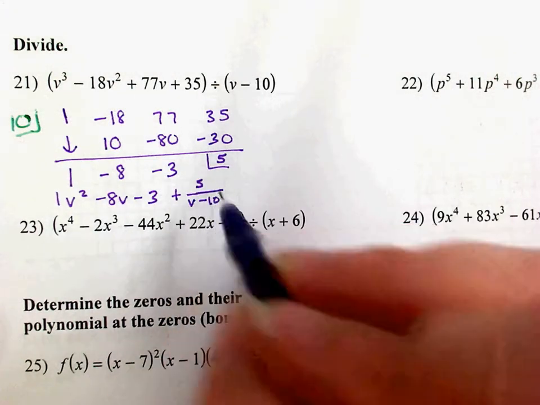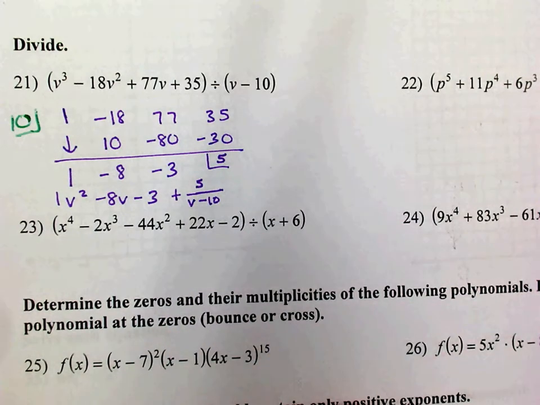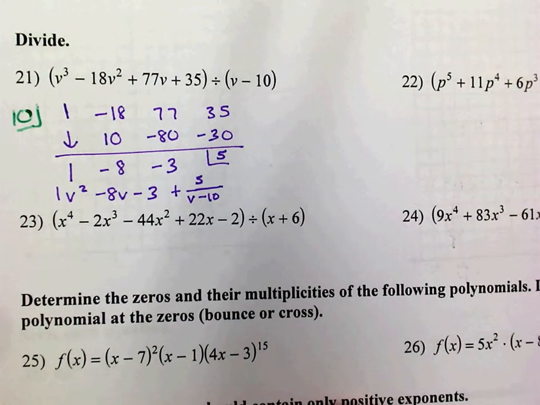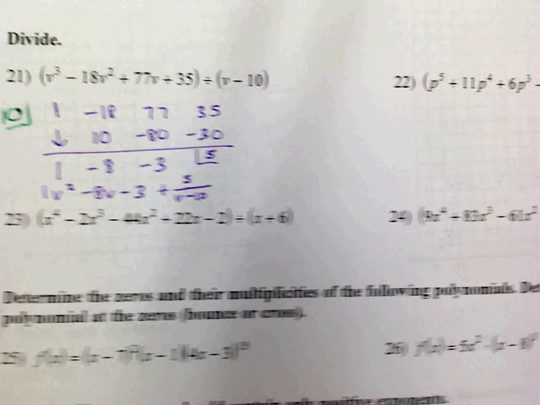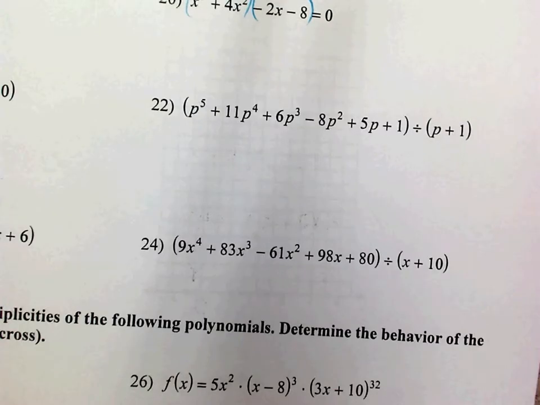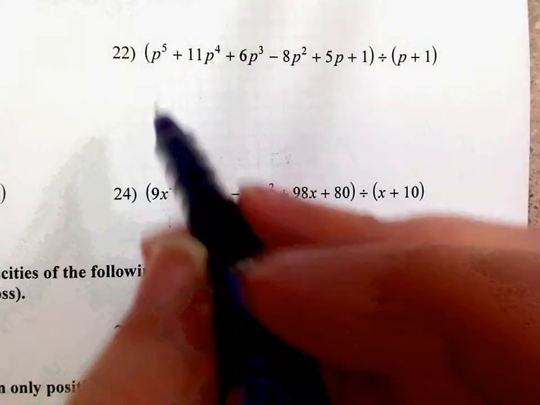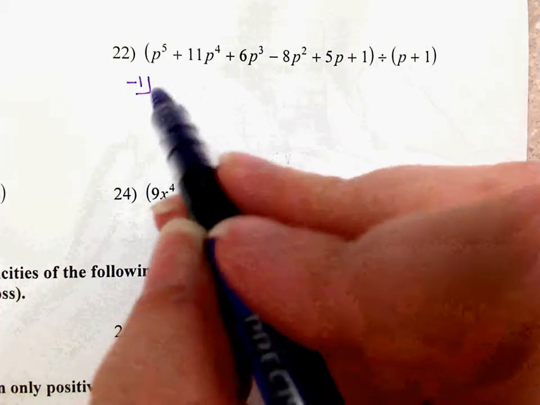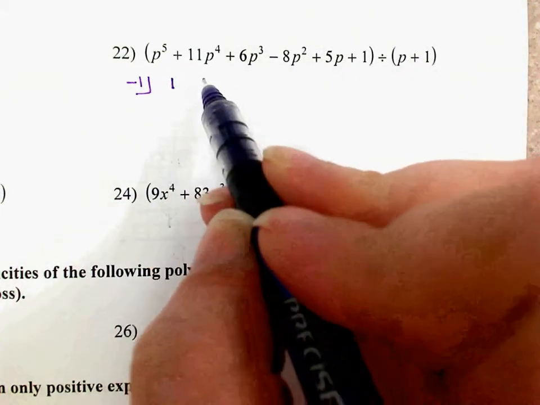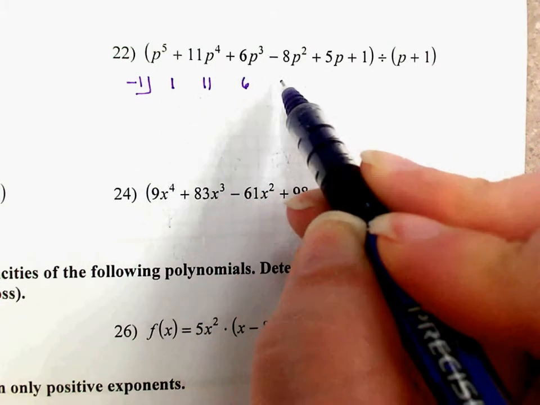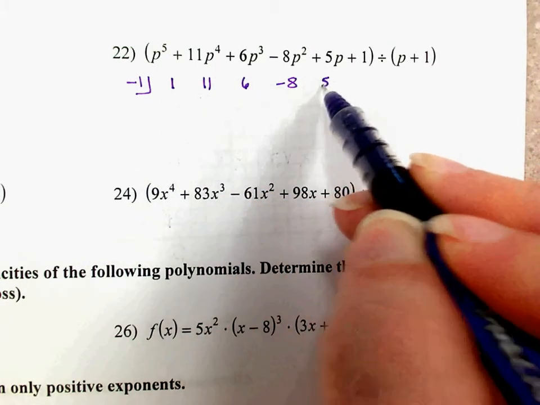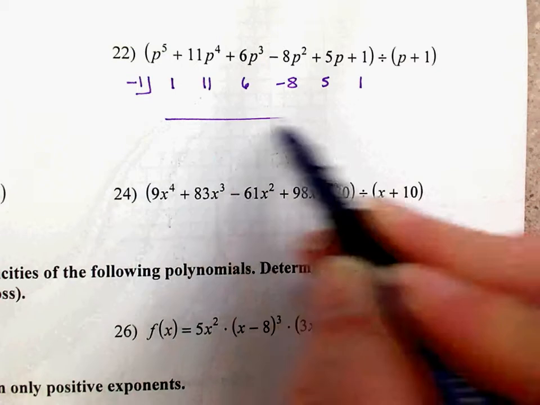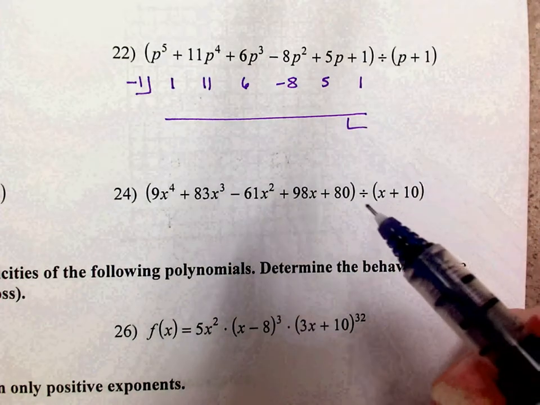Right, so whatever you divided by. Okay, so 22. What are you going to put up in negative 1, the opposite of this? And I put across the top 1, 11, 6, negative 8, 5, and 1. Okay, bring down the 1. Negative 1 times 1 is? And add them up and you get 10.